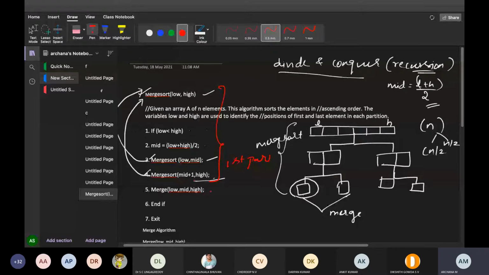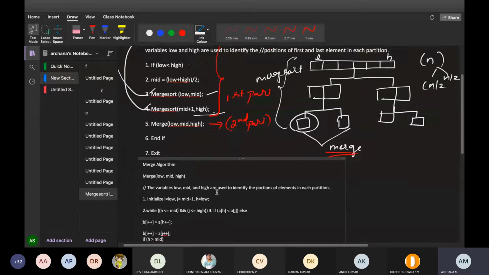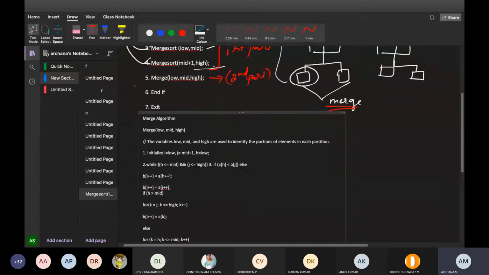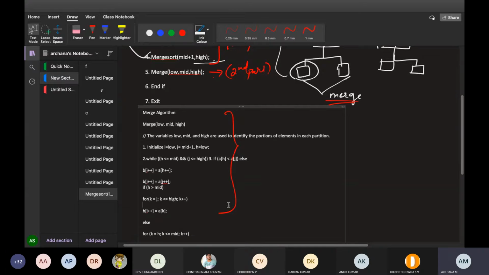Next, this one, merge low, comma mid, comma high, is the second part of the algorithm. That is, we have to merge. This merge is the second part. Further, there is an algorithm over here: the merge algorithm, merge low, comma mid, comma high. This is a separate algorithm. Two different algorithms are there for merge sort.